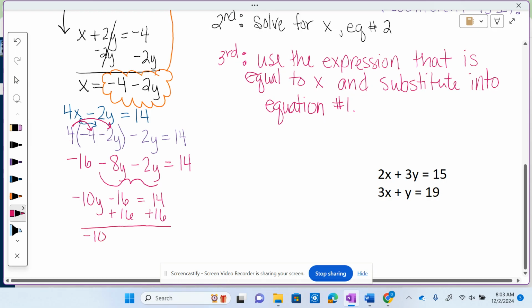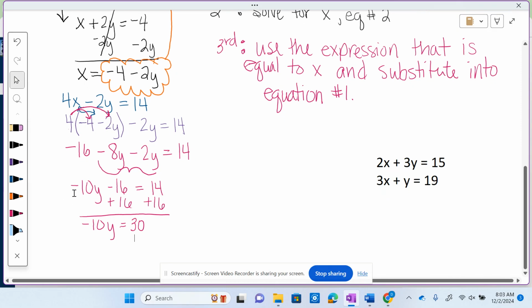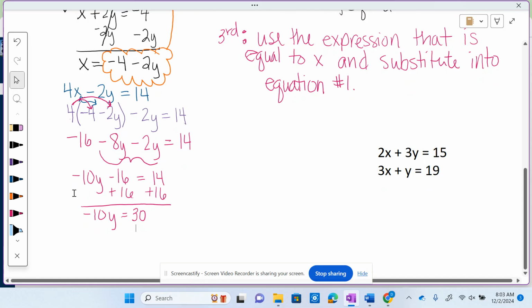So negative 10y equals 30. Now what? Divide both sides by negative 10. So I know that y equals negative 3. Am I all done with this? What do I have to do next?